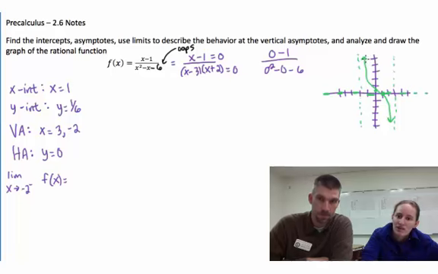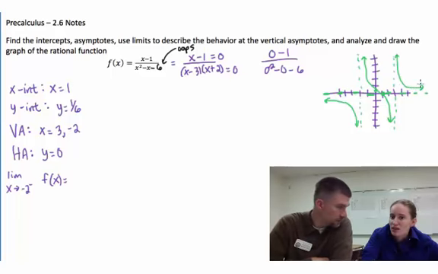And if this is going up towards infinity, then it should be down here for the left side. And if it's down here, then it should be up here, just like all the other problems that look like this.